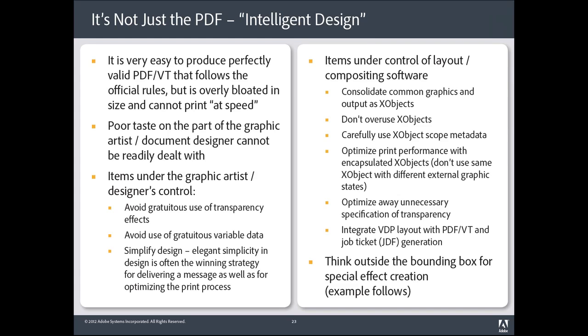I think you want to optimize away unnecessary specification of transparency. Examine the object. If there's no reason for transparency and the thing is tagged with that, turn it off when you generate the PDF file. Unless you know it's being reused, having something that has nothing underneath it and saying it's transparent doesn't make much sense and just complicates the job that the RIP has to do. You don't want to do that.